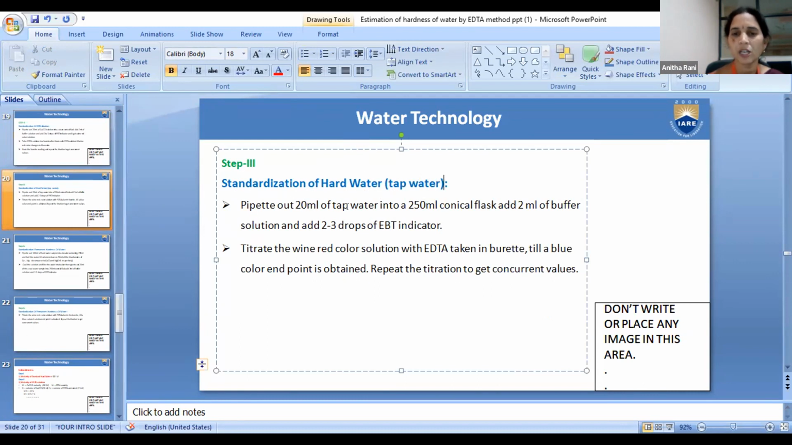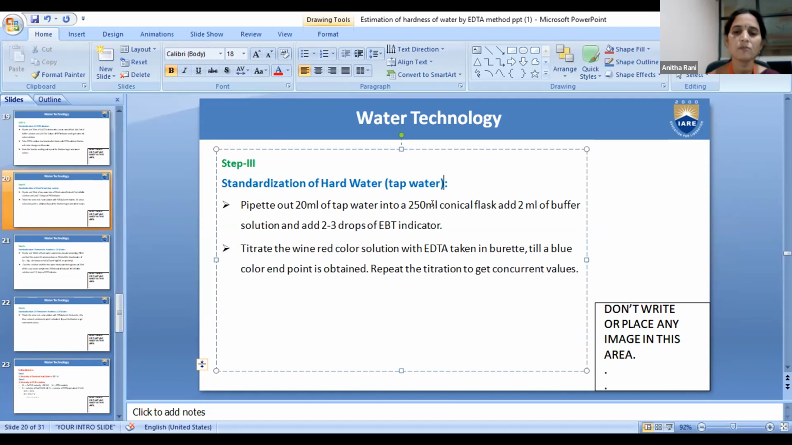Pipette out 20 ml of tap water into conical flask. Add 2 ml buffer and 2 to 3 drops of EBT indicator. Then you will get wine red color solution. So you have to titrate with EDTA taken in burette till a blue color endpoint is obtained. When it changes to blue color, then you can stop the titration. You can note down the burette reading.